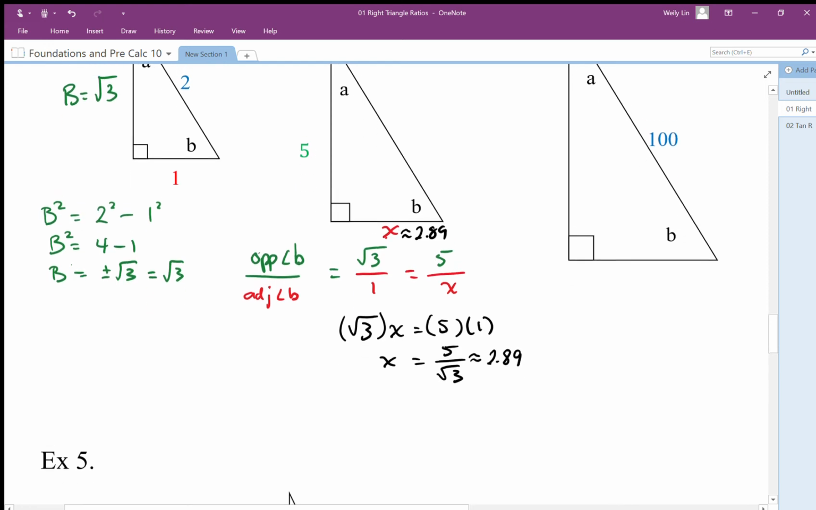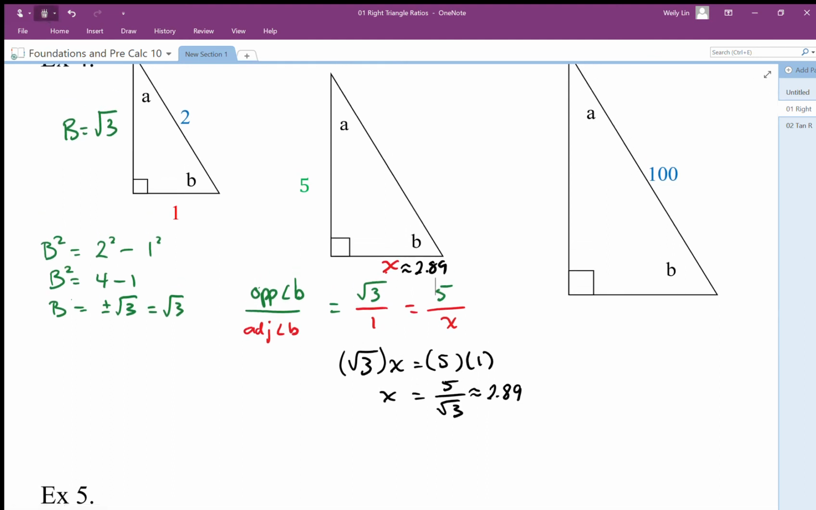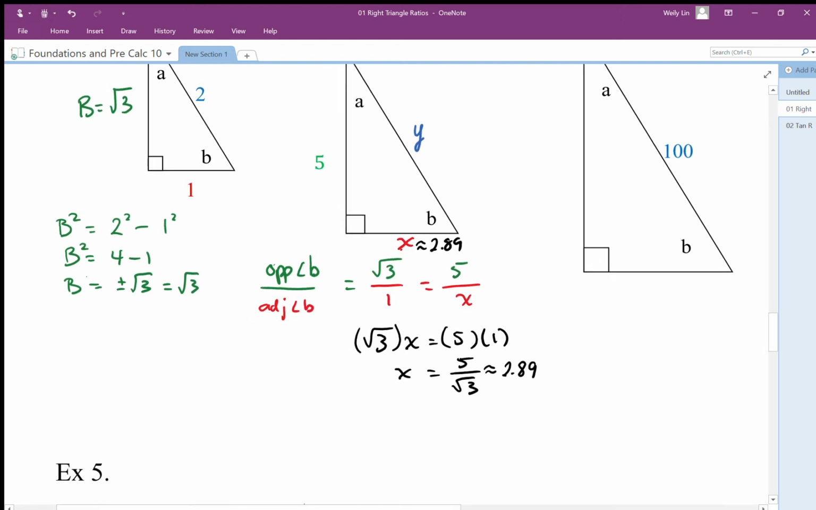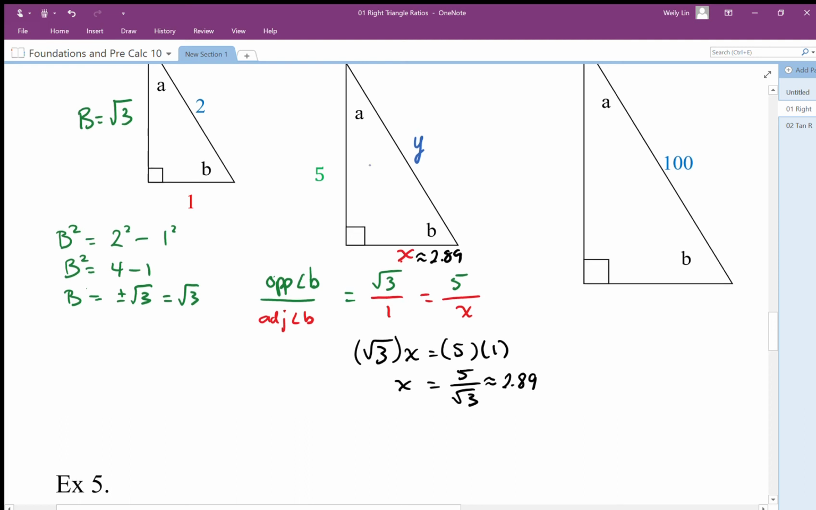Then I need to solve for the other side. Let's call that side Y. I need to set up another ratio to solve for side Y. I'm going to use the opposite and hypotenuse: opposite angle B to hypotenuse. I'm going to use this triangle because this is a known triangle, although it doesn't really matter. So square root 3 compared to 2.